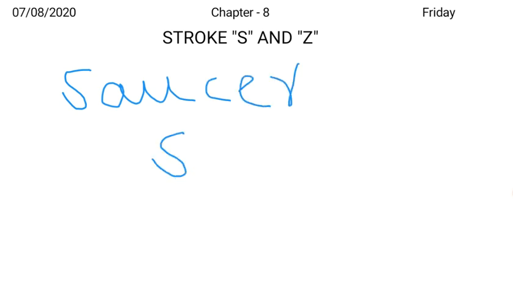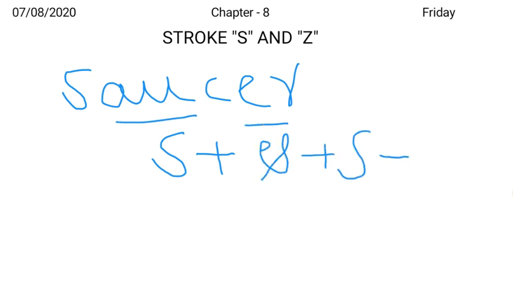Another example, saucer. Here also, S plus AU, dash over, saw, and then S plus A and R. So here between S and S there is a dash over A. So one S is represented in full form. The next S is represented in short form by writing a circle and a down door. Saw, sir.